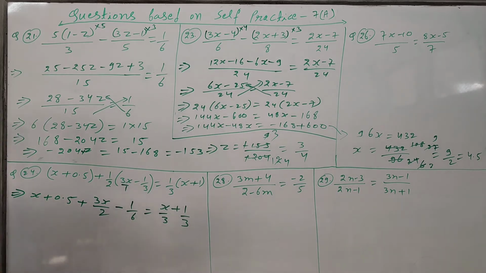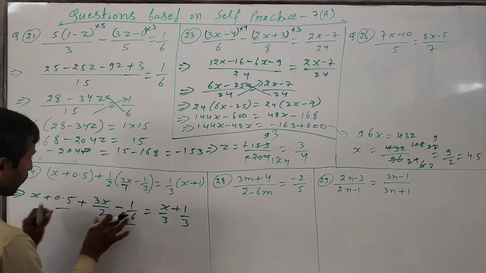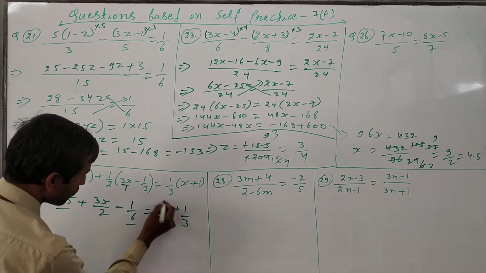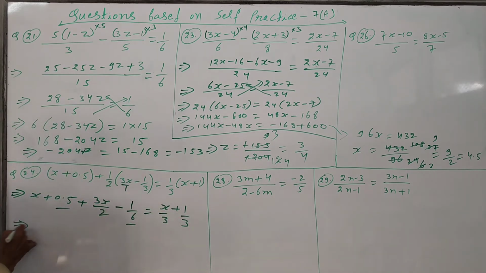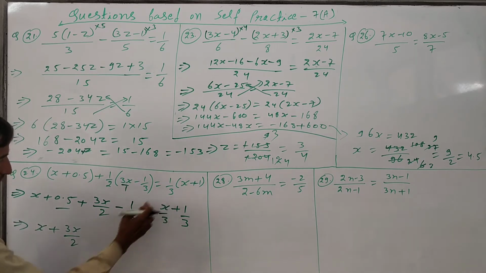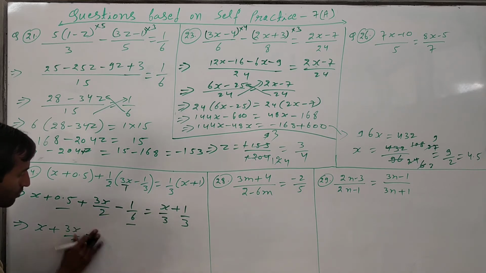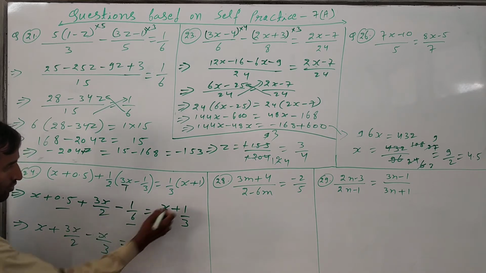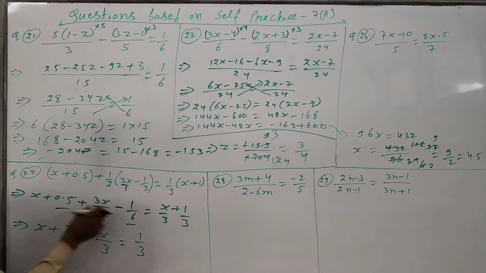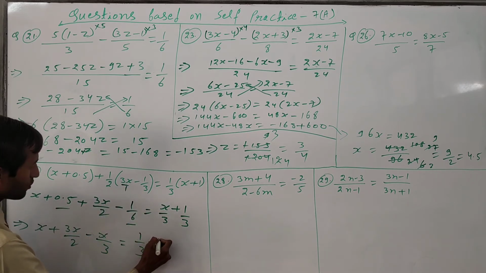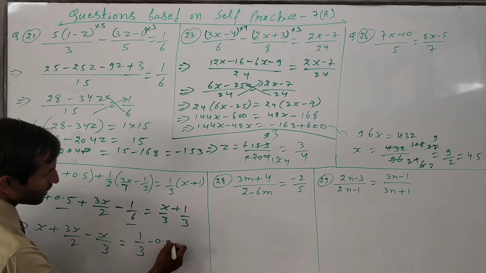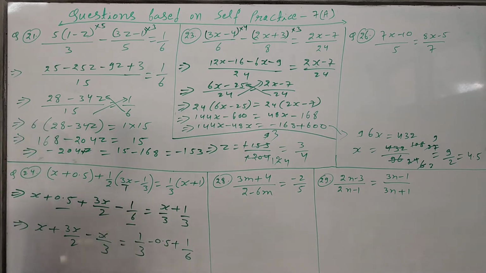Now we will separate variable and constant. So here this one is constant, this one is constant, these both we have to shift that side, and this x upon 3 we have to shift this side. So change the sign. So 3x upon 2, these both are on the same side only, so no need to change the sign. Now this x upon 3 will come to this side, so minus x upon 3 will come. Okay, after that 1 upon 3 just write out here, and this value we have to shift, means minus 0.5, and this one, minus, that side will go, 1 upon 6, plus 1 upon 6 will come.